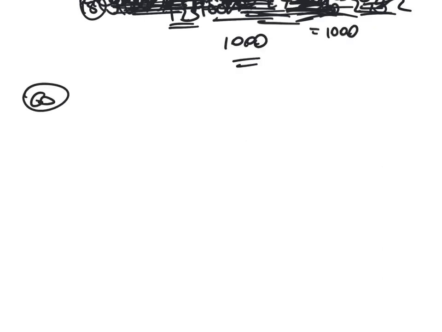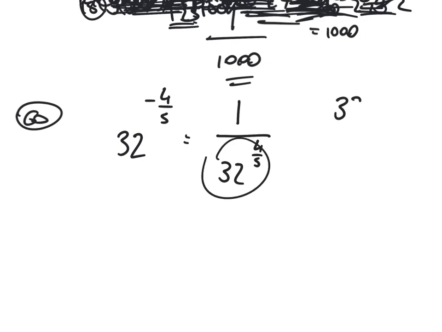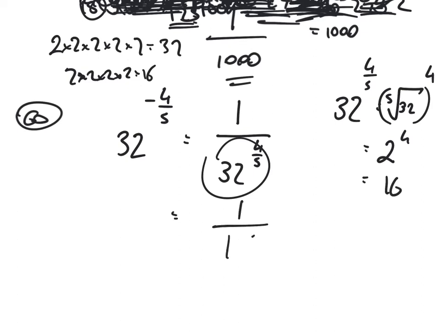Example 60. 32 to the power minus 4 over 5. So that's 1 over 32 to the power 4 over 5. Let's work that out. So 32 to the power 4 over 5 is the same as the fifth root of 32 brought to the power 4. Fifth root of 32 is 2, since 2 times 2 times 2 times 2 times 2 equals 32. 2 brought to the power 4 is 16, since 2 times 2 times 2 times 2 is equal to 16. Bring that back in, and that is 1 over 16.